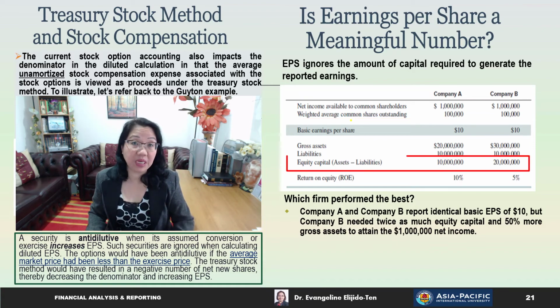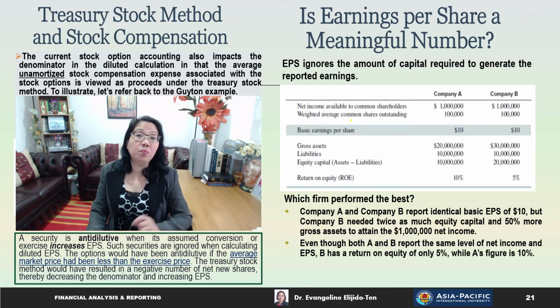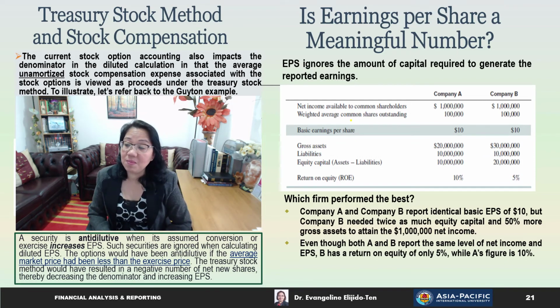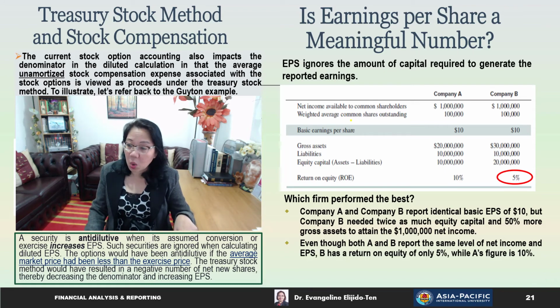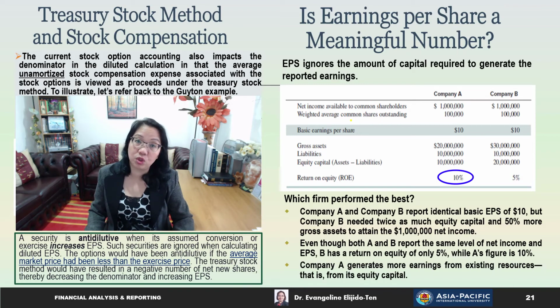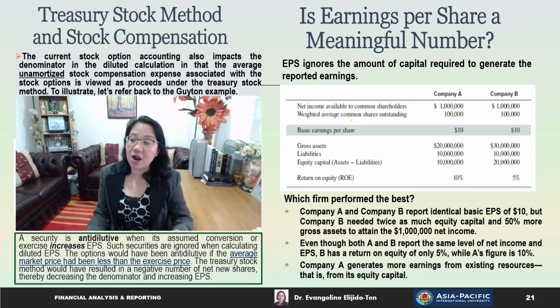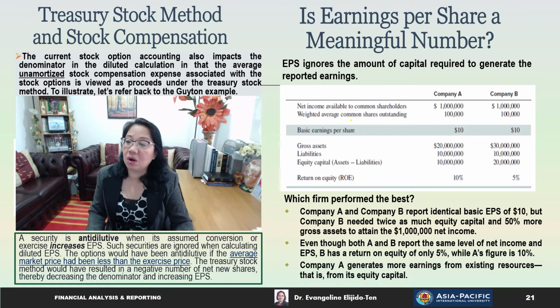However, Company B needed twice as much equity capital and 50% more gross assets to attain the $1 million net income. Even though both A and B report the same level of net income and EPS, B has an ROE of only 5% while A has 10% return on equity. And finally, Company A generates more earnings from existing resources, that is, from its equity capital of 10 million.